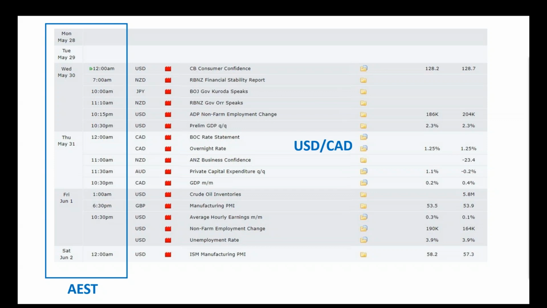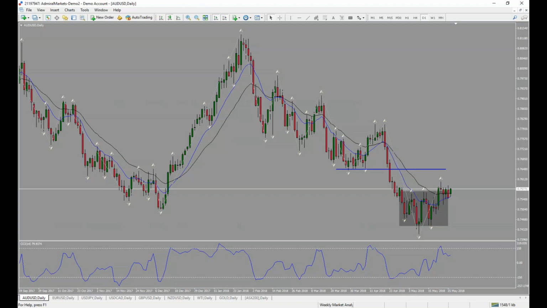Let me bring my charts forward and let's begin to analyze what the market has done, what opportunities are there for us, and let's see if we can take advantage of anything. All right, kicking off with the Aussie US dollar.